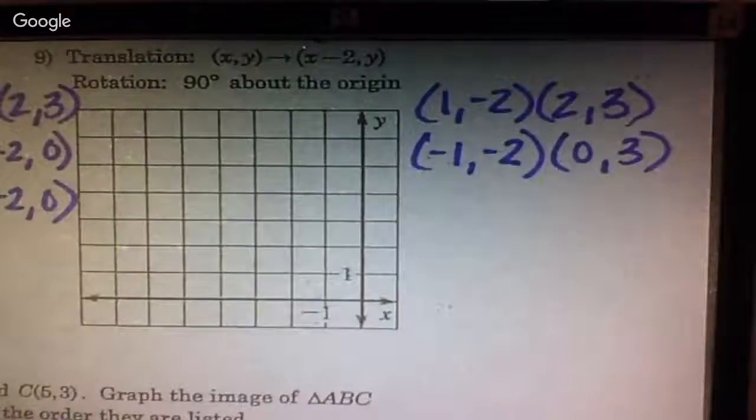90 degrees about the origin. What happens? Which way do I rotate when it doesn't tell me? Counterclockwise. So 90 degrees. The first thing I do is what? Flip the numbers. Flip your numbers. Switch it.